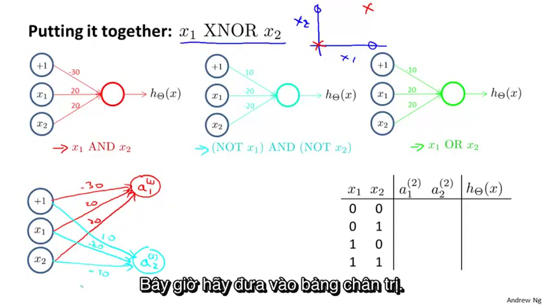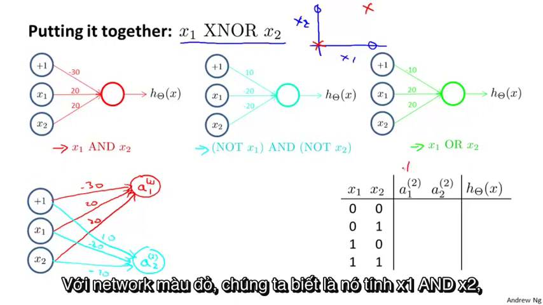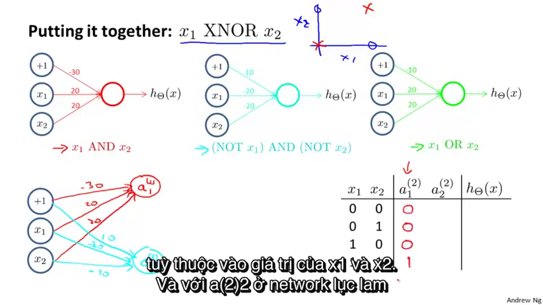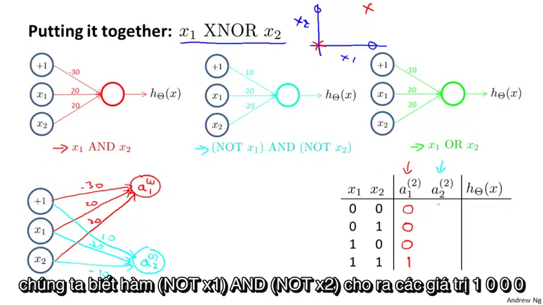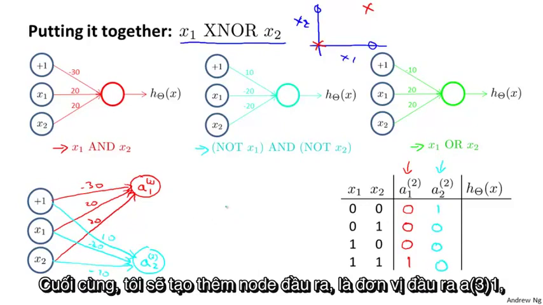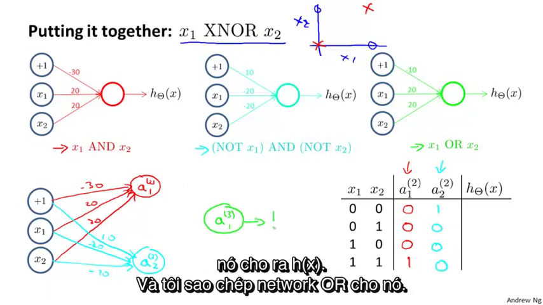And so let's fill in some of the truth table values. For the red network, we know that was computing the x1 and x2, and so this will be approximately 0, 0, 0, 1, depending on the values of x1 and x2. And for a22, that's the cyan network, well, we know the function not x1 and not x2, that outputs 1, 0, 0, 0 for the four values of x1 and x2. Finally, I'm going to create my output node, my output unit, that is a31. This is what will output h of x. And I'm going to copy over the or network for that.